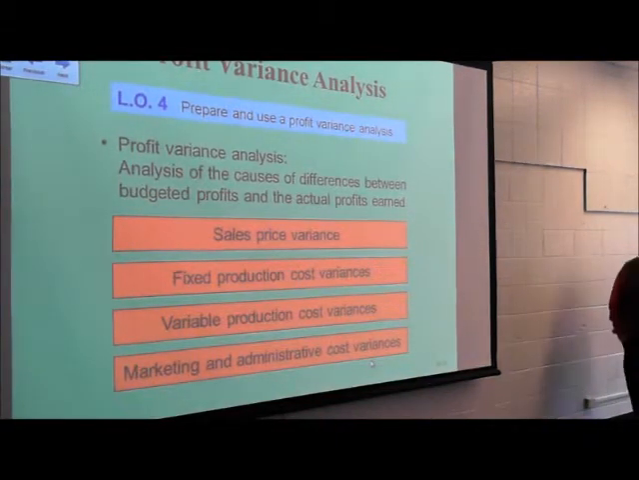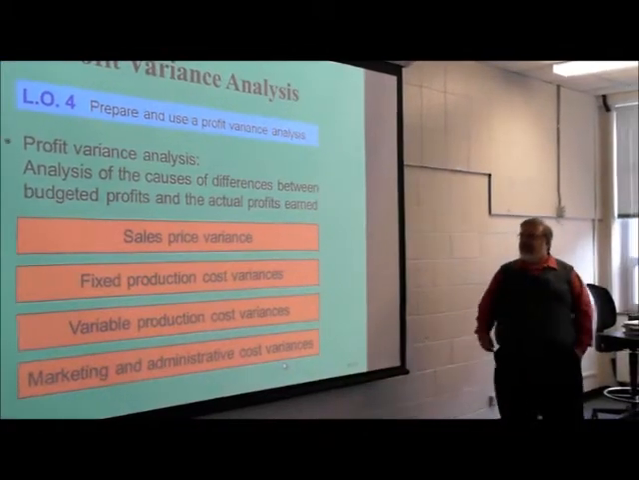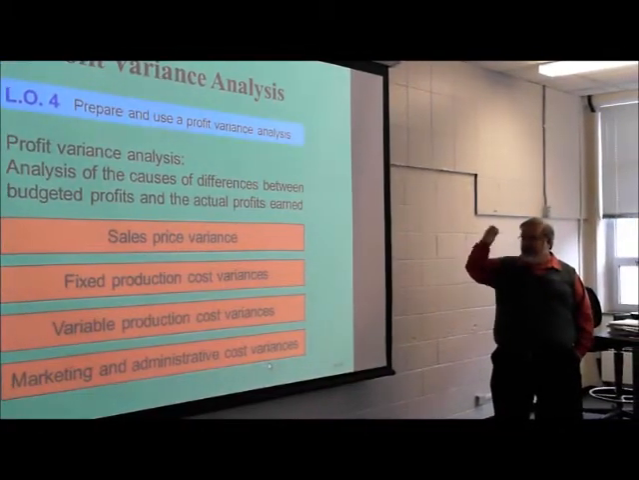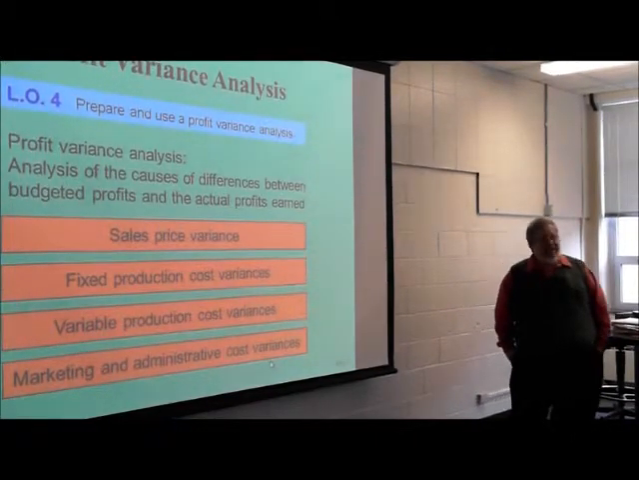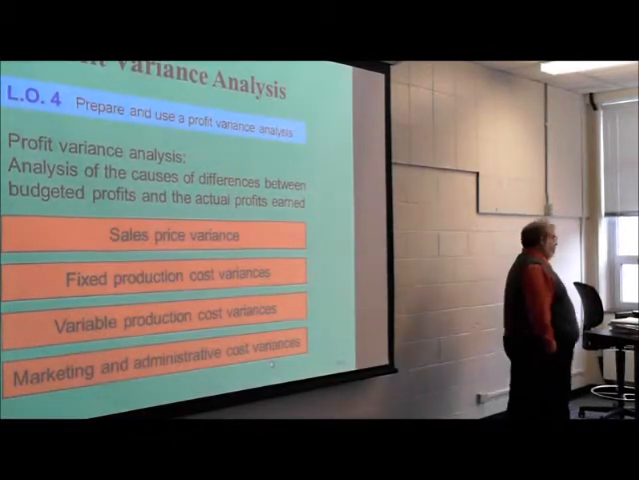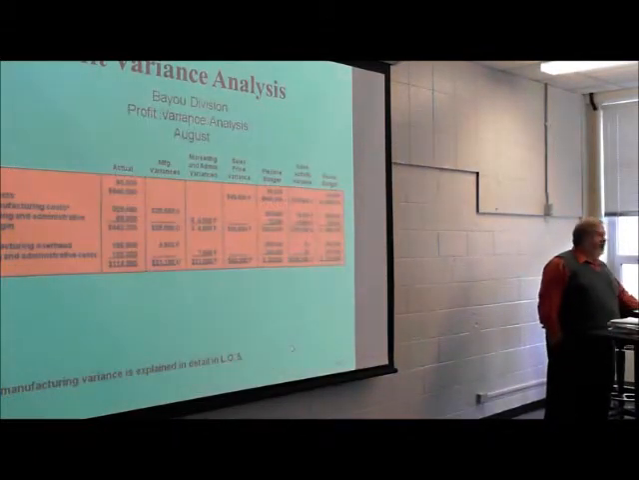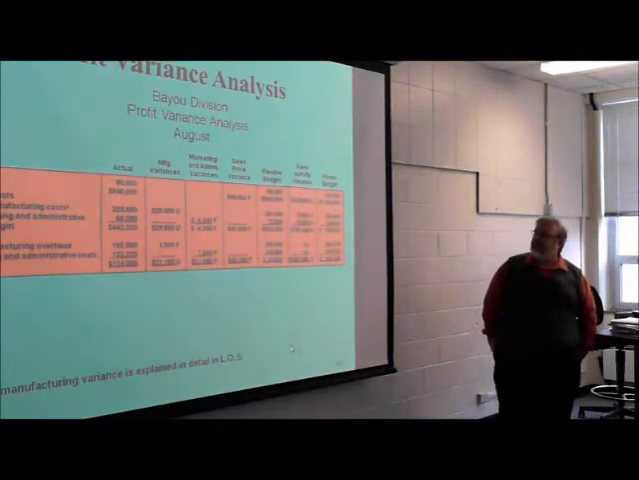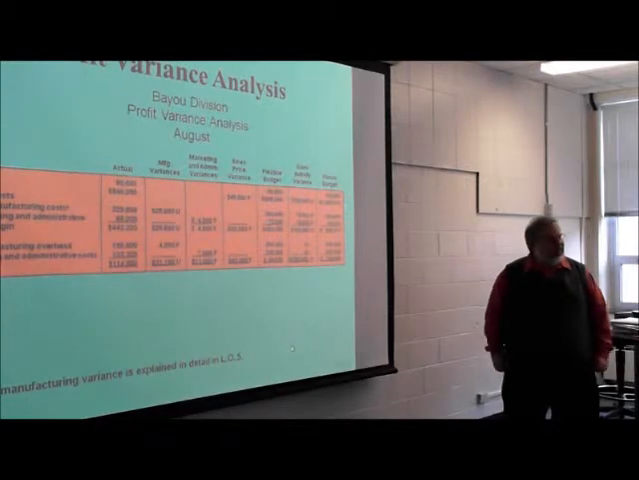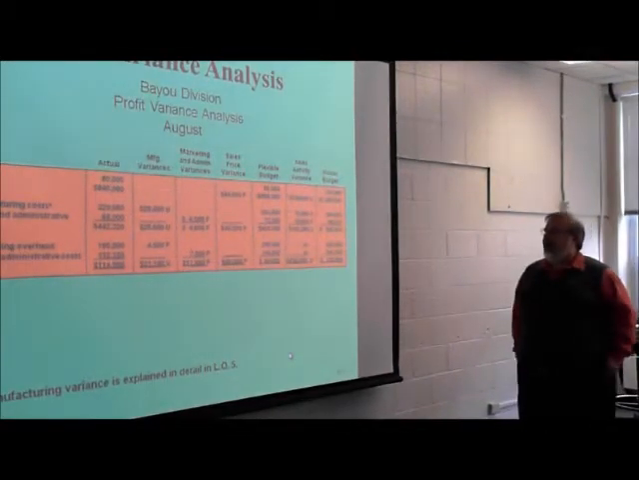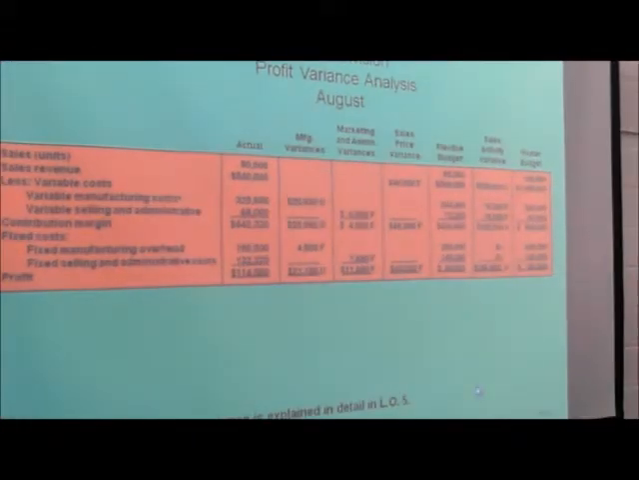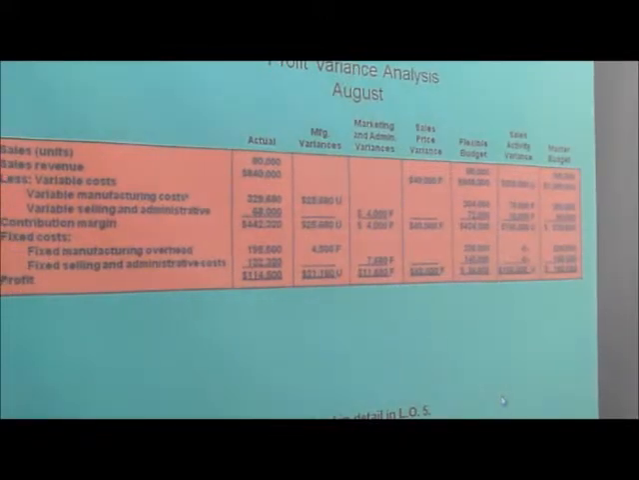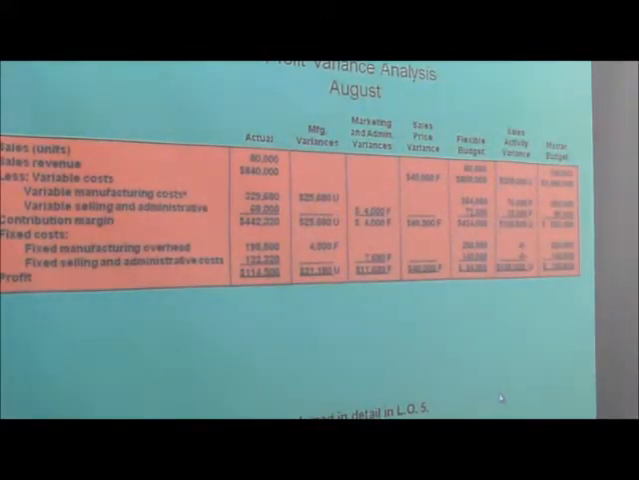Now, when we start breaking it down, we've got sales price variance, our fixed production cost variances, variable production cost variances, and obviously marketing and administrative cost variances. In coming up with this, notice you've got all these columns, like, ooh, how in the world? You're probably not going to present that somewhere. This is just showing you how it's all filtered together. We're going to break this down a little bit.